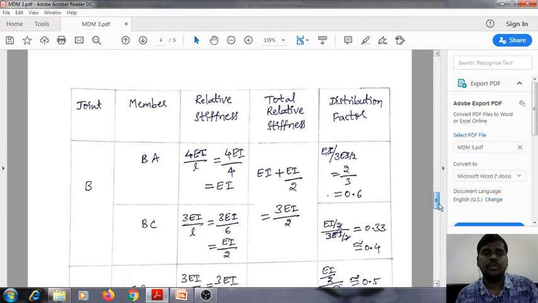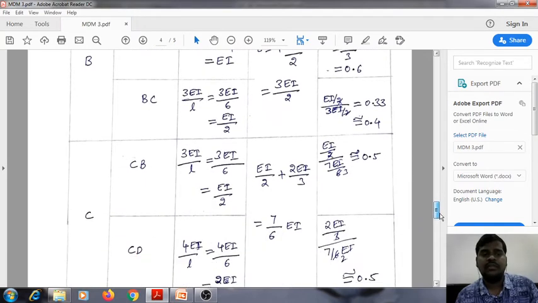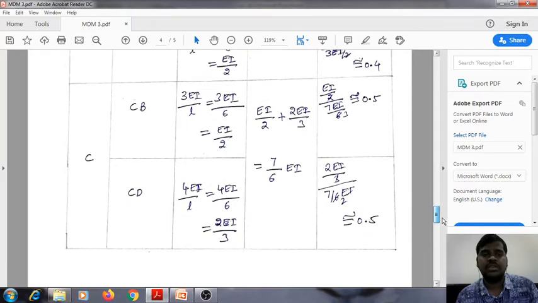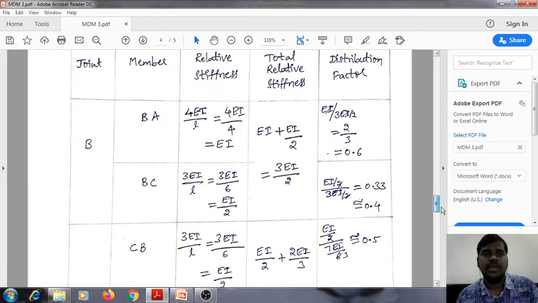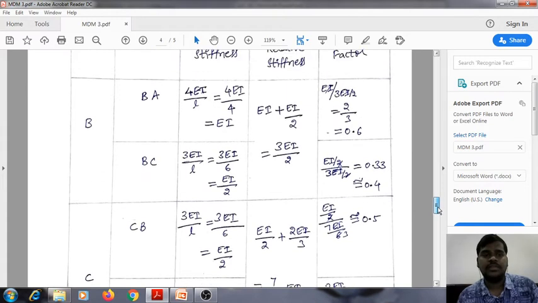Next, coming to the tabular format, which is already shown, let's have a glance. We have joint B and also joint C. So we have two joints in this problem.